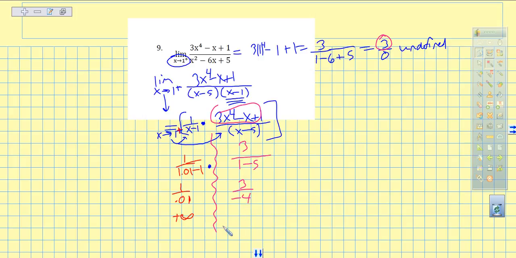So this would be 3 on top, and 1 minus 5 would be a negative 4. So when we put them all together, we have the limit of positive infinity times the negative 3/4. Well, if you multiply 3/4 of infinity, the answer is still infinity, right? But because of this negative sign right here, this function approaches negative infinity when x approaches positive 1, excuse me, 1 from the right hand side. So here's our answer.